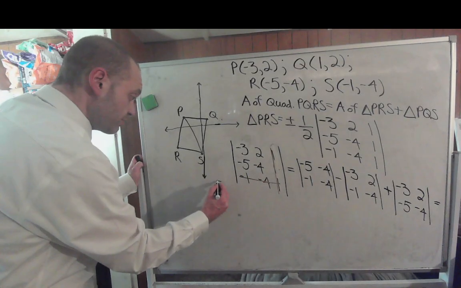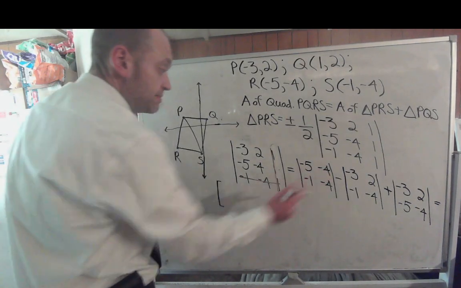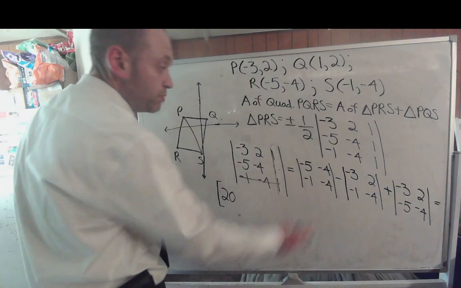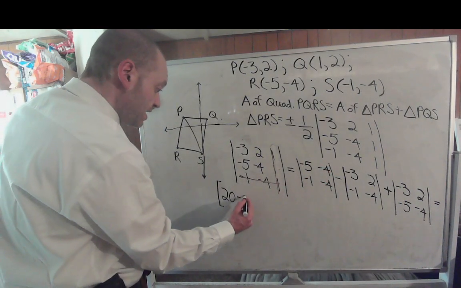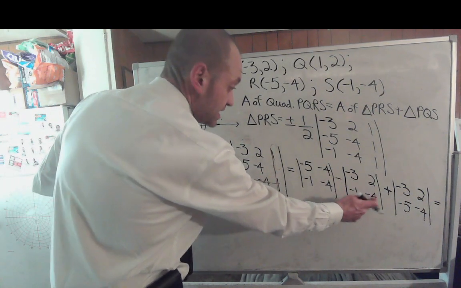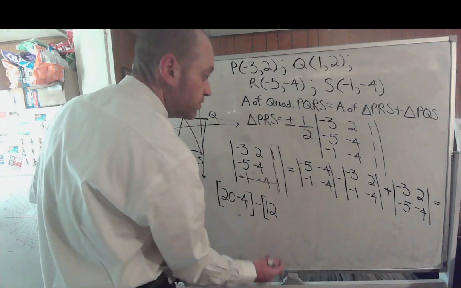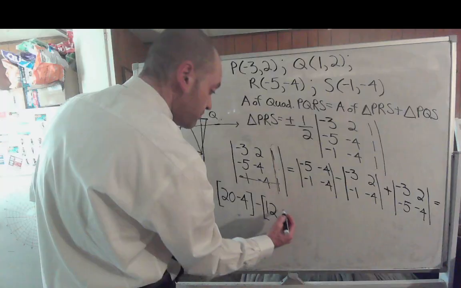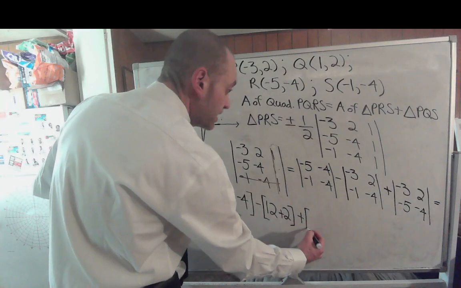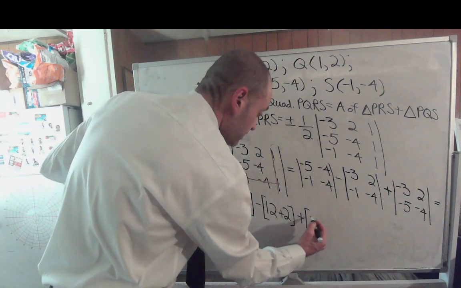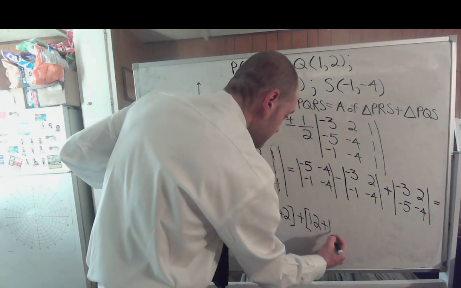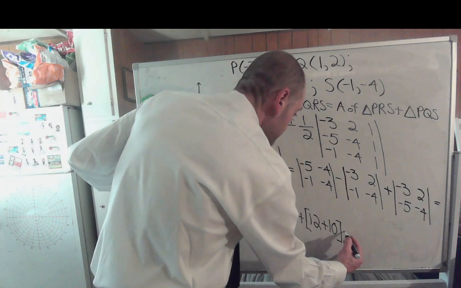All right, so let's go ahead and simplify all this. The first determinant, -5 times -4, that's positive 20, minus -4 times -1, that's -4, minus your next determinant of -3 times -4, positive 12, minus 2 times -1, that's actually plus 2, plus the next determinant of -3 times -4, that's positive 12, minus 2 times -5, that's plus 10. So let's go ahead and simplify.